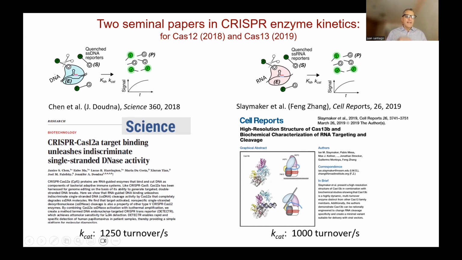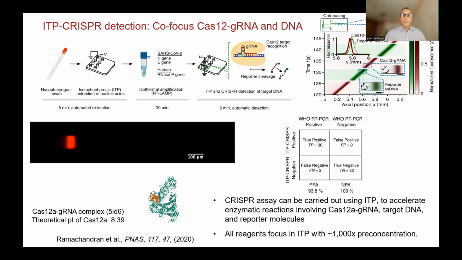They reported that this is an enzyme-limited reaction with impressive kinetic rates. On the right is work by Feng Zhang's group at MIT, also a worldwide leader in CRISPR assays and CRISPR kinetic measurements. They reported for the Cas13 something like 1,000 turnovers per second. So we wanted to use it as a tool.